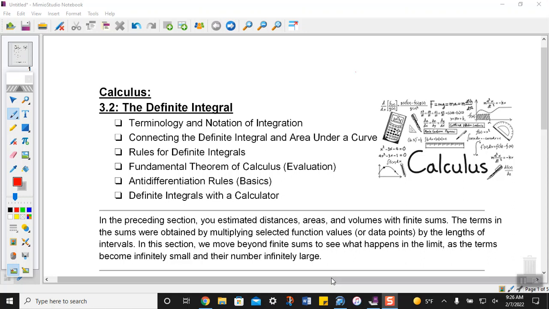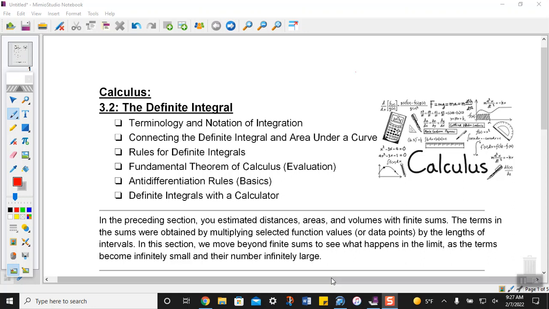So guys, things that we're going to cover today. We're going to cover terminology and notation of integration, okay? Integration is kind of like a word we use. It's a process of finding an antiderivative. So you're going to hear the word integration a lot, okay? We're going to connect the definite integral and the area under a curve. We've kind of done estimates of areas under a curve with left and right hand sums, haven't we? Okay, so we're going to be looking at that there.